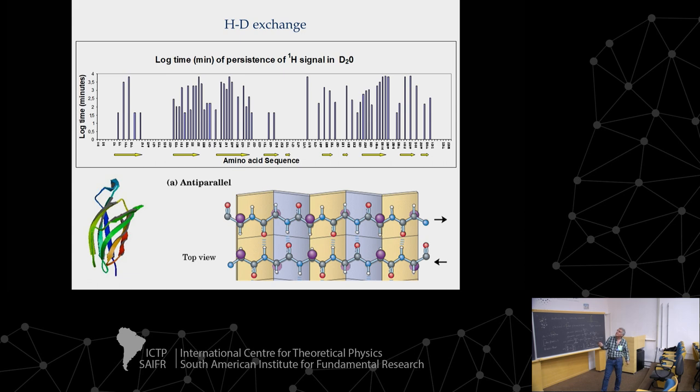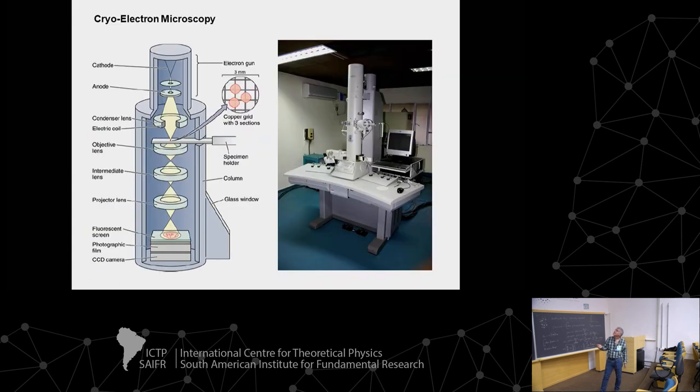You can see the lifetimes of the persistence of the signals. Here, you can see this oscillation: very stable, unstable, very stable, unstable. That has to do with this alternating pattern of hydrogen bonds. If it's at the edge of a beta sheet, you'll have a hydrogen bond that's exposed to the solvent, then it's buried and making a hydrogen bond, so it's stable. And then this is exposed, and then this is stable, et cetera. So you can get that kind of information from these experiments.